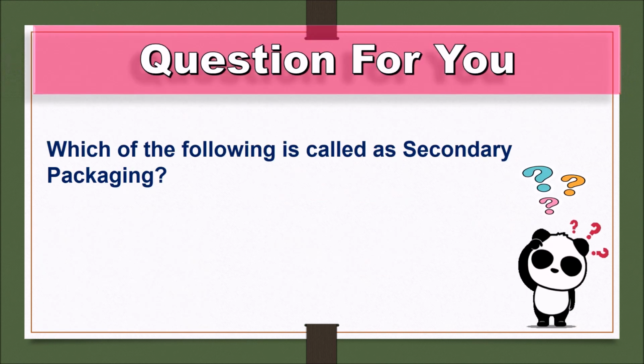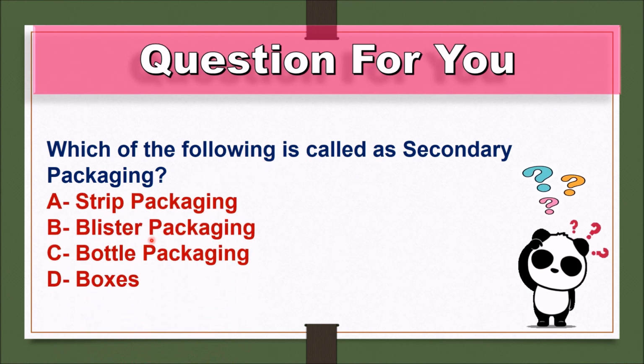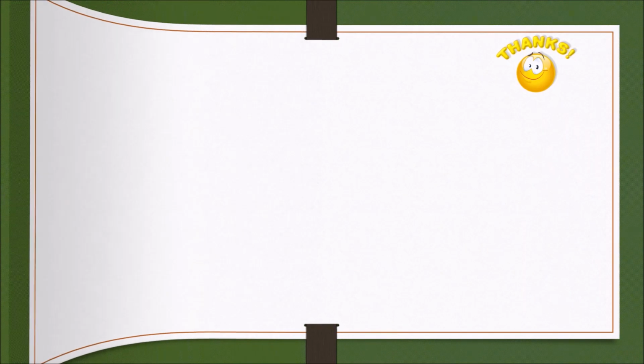So there's a question for you. The question is, which of the following is called secondary packaging? The options are strip packaging, blister packaging, bottle packaging or the boxes. You have to answer this question in the comment section below.